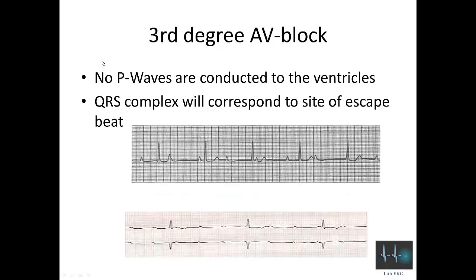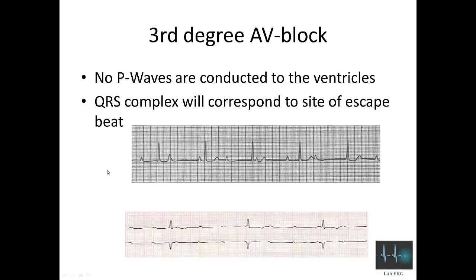Third degree AV block, no P waves are conducted into the ventricles. Not a single one is conducted. As you can see, you have a P wave, yes, and you have a QRS and a T. Suddenly you have a P wave occurring in the middle of, where you really wouldn't expect it to be. And then you have a P wave showing up here, and a P wave showing up here, and a P wave showing up here, and so on.